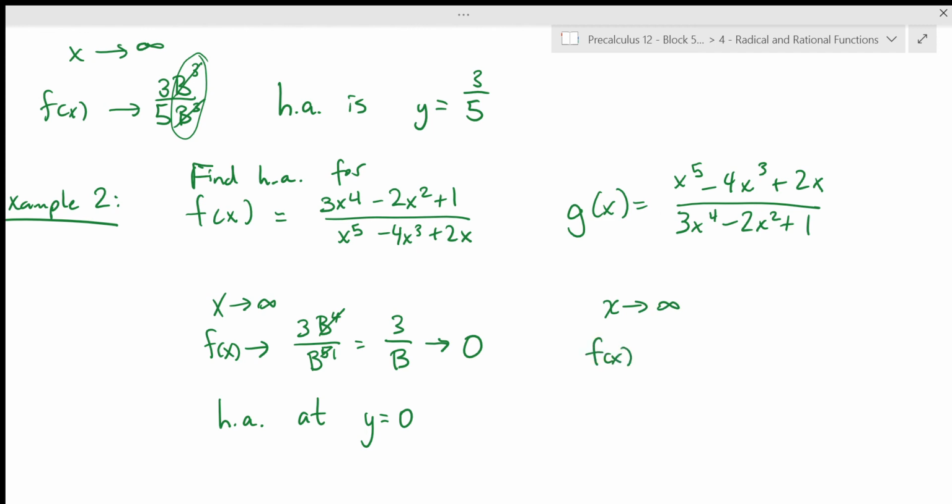Here we have, for g of x, as x approaches infinity, we get, again, we're only looking at that highest degree term for the numerator and denominator, b to the fifth, sorry, I don't know why I wrote x. Oh, it's wrong in my notes. That's why I wrote it. You learn something new every day.